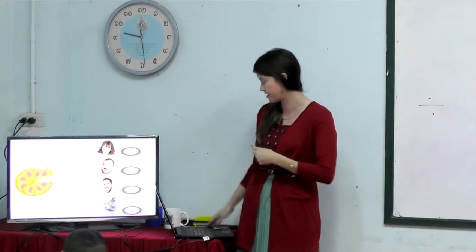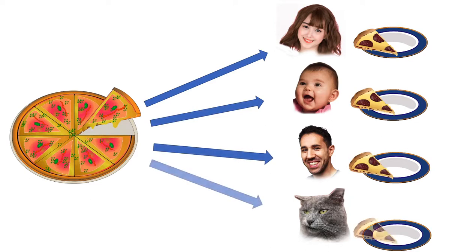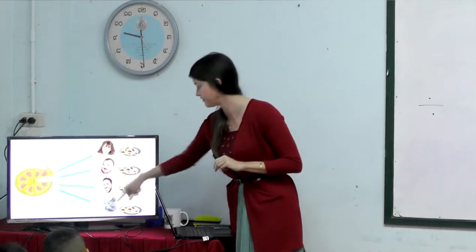Let's share our pizza. Here we go. There's 1 for her, 1 for the baby, 1 for the guy, 1 for the cat. We still got more, so 2 for the girl, 2 for the baby, 2 for the man, and 2 for the cat. So everybody gets 2 pieces. We have 4 friends.